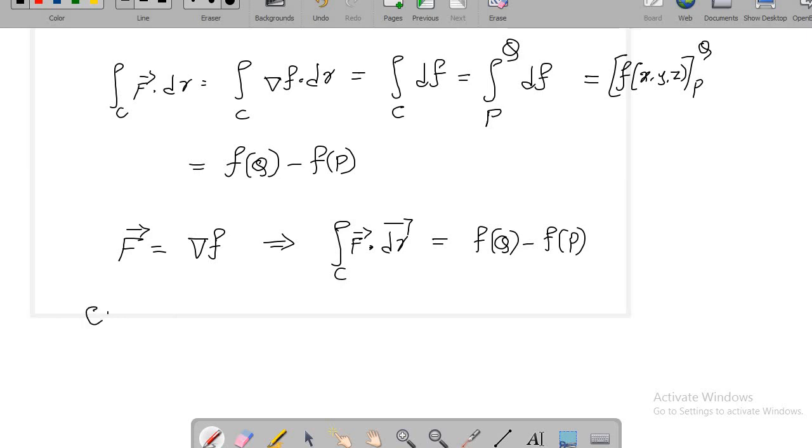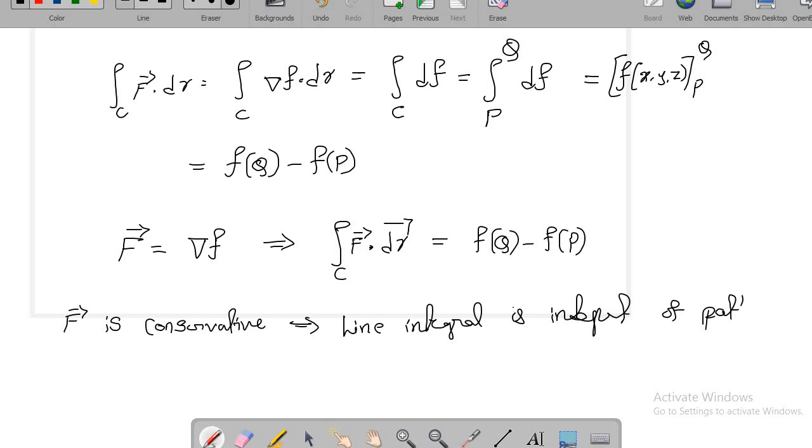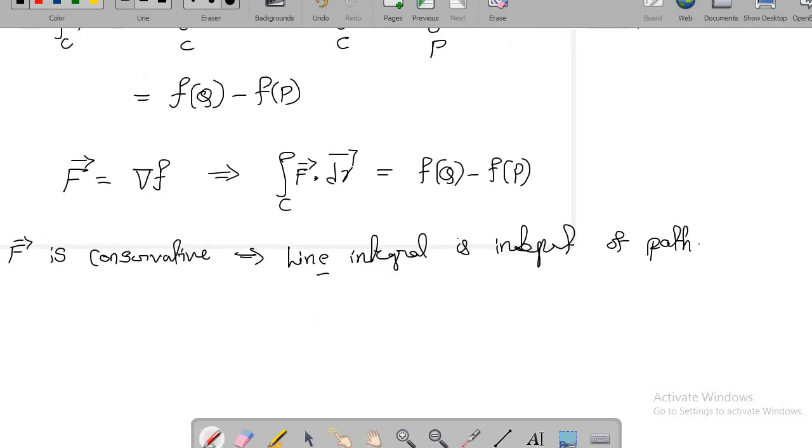Or in other words, we can write a note: if f bar is conservative, this implies the line integral is independent of path. And of course you should ask, what is that line integral? The line integral in this form, that is the integral of f bar dot dr bar, is what is independent of path. I am not talking about every line integral. The integral f bar dot dr is independent of path.